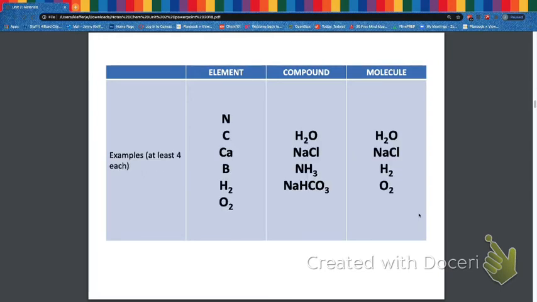All right, so here's some examples. Elements. We've got our uppercase letters or uppercase, lowercase. We've got our molecules that are elements like H2 and O2. Got our compounds that have more than one chemical symbol in them. And then we've got our molecules. And remember, molecules are just sort of a generic name for any time you've got two or more atoms that are bonded together or stuck together.